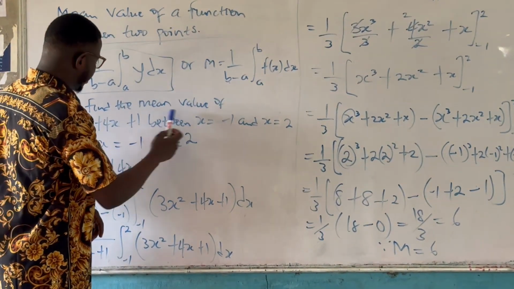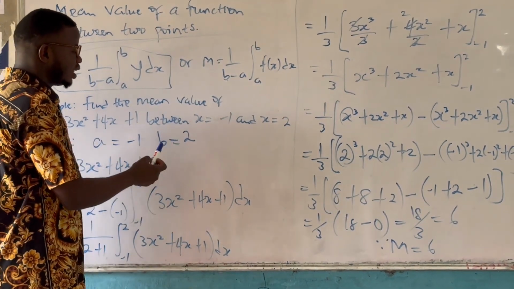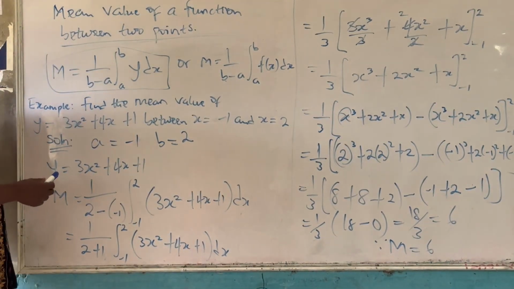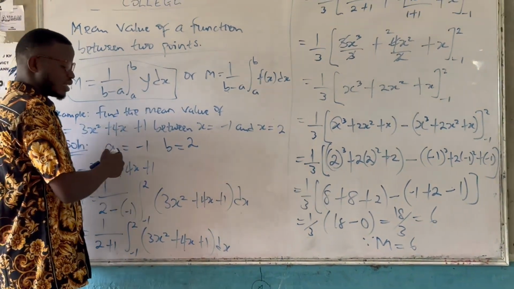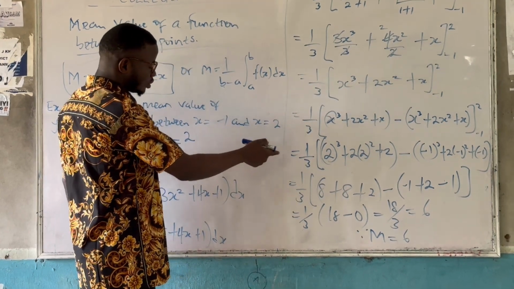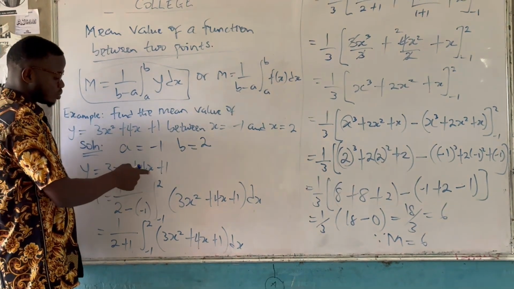Find the mean value of y equals 3x squared plus 4x plus 1 between x equals minus 1 and x equals 2. So now what I need to do is, the first value of x, the first point, that's a, which is minus 1, and the second point, which is x equals 2, will be the value of b. And the value of y given is 3x squared plus 4x plus 1.